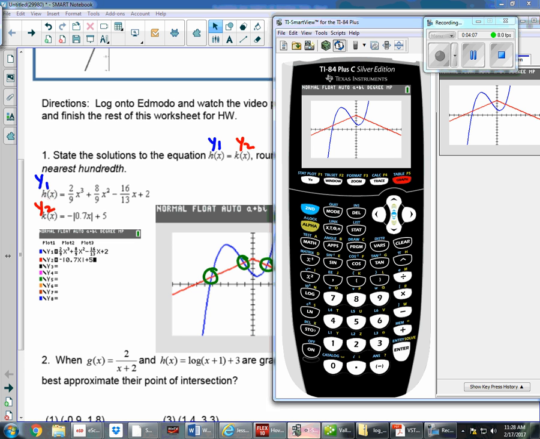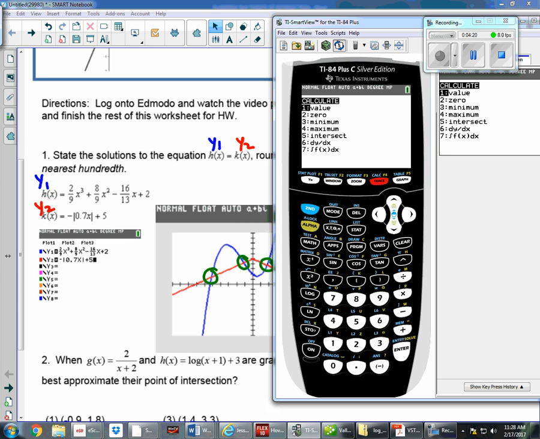The calculator can do it for me. There's no factoring involved here. We are going to push second trace, which is on the top of the calculator, the fourth button from the left. Which one of those do you think you should choose to find a point of intersection? You should have chosen 5, intersect.